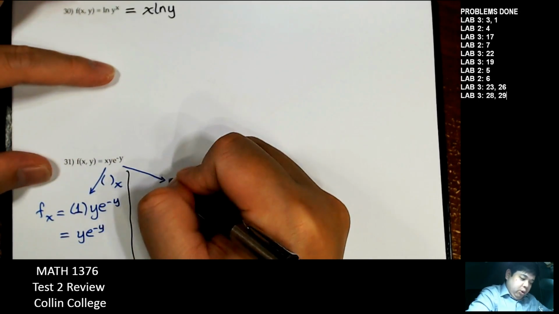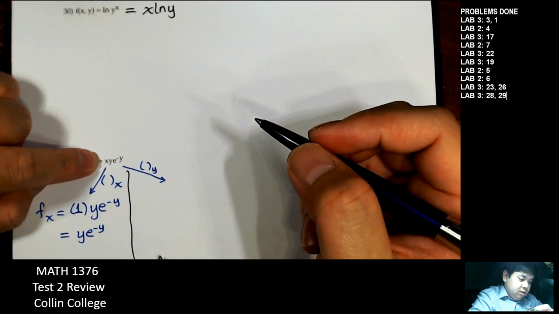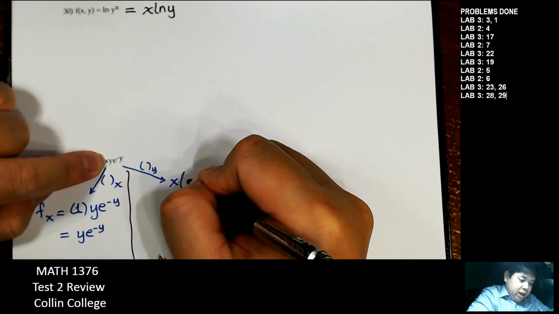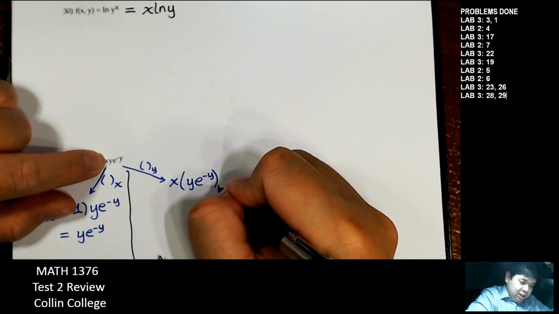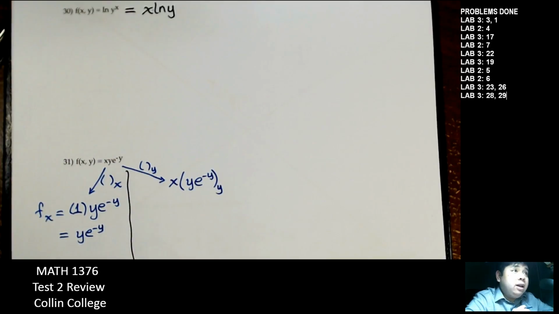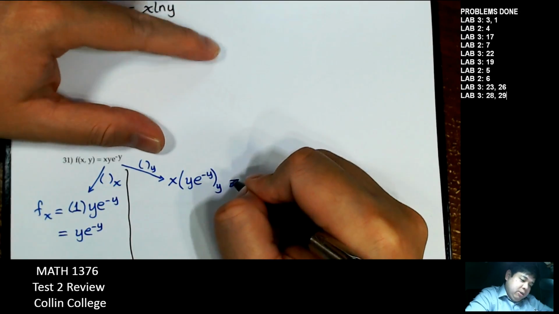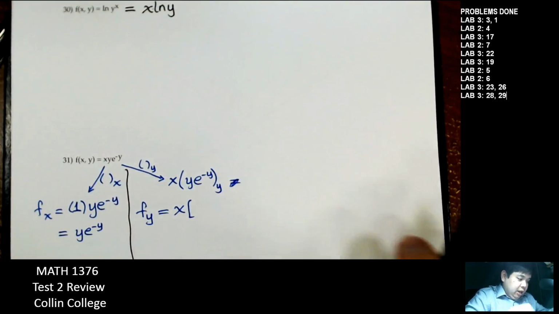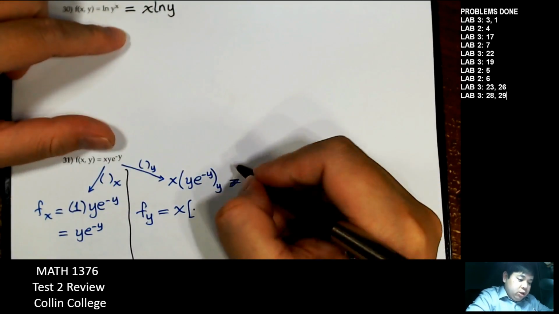Now we take derivative with respect to y. Right. In that case, x is a constant, and that is the problem. We will take derivative of y e to the negative y. By the way, to write the derivative, we can just write like that, meaning we take derivative of that thing inside the parentheses, right? So proper notation, f sub y, x is constant. Now derivative with respect to y, I'm going to use the product rule.